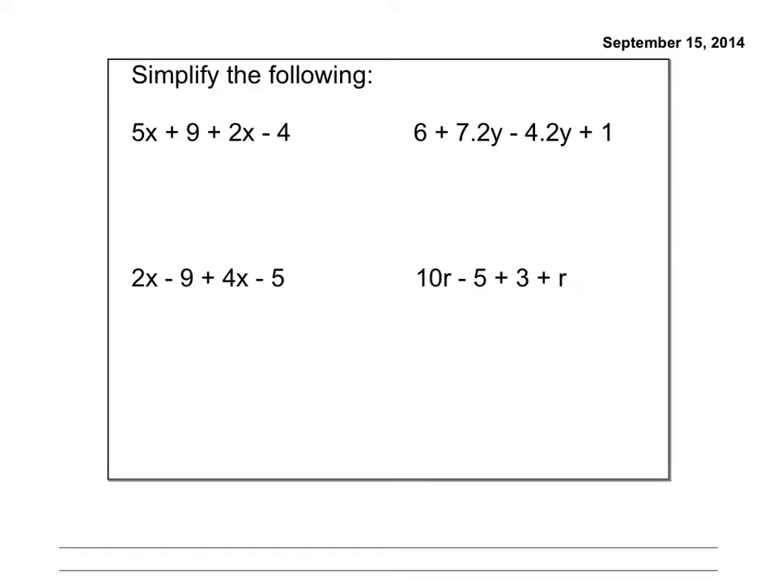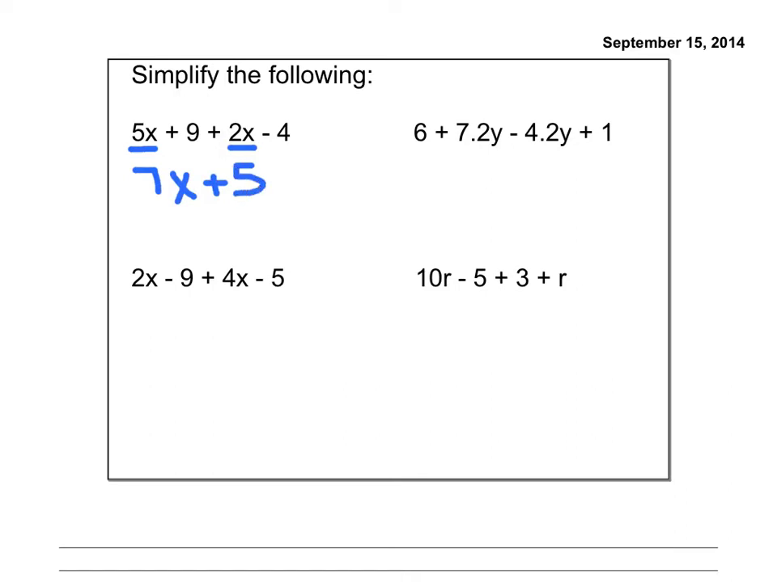Okay, let's simplify some algebraic expressions using the information that we just learned. We've got 5x plus 9 plus 2x minus 4, and we want to identify the like terms. 5x and 2x have the same variable of x, so we can combine those two. So that's 7x. And then we've got 9 and a negative 4. 9 minus 4 gives us positive 5.